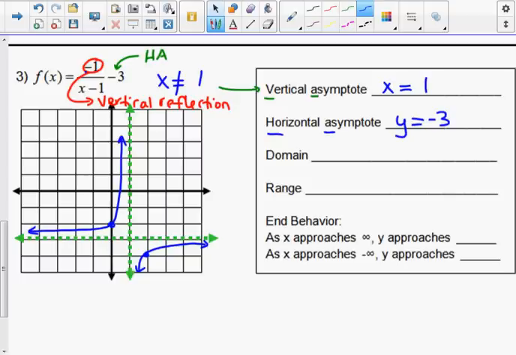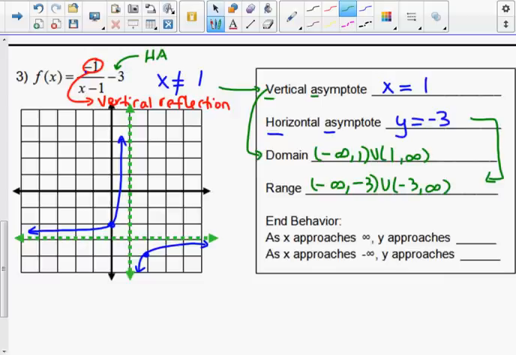The domain comes from the vertical asymptote. So we'll have a domain from negative infinity to 1, union 1 to infinity. The range comes from the horizontal. So the range will be negative infinity until negative 3, and from negative 3 until positive infinity.